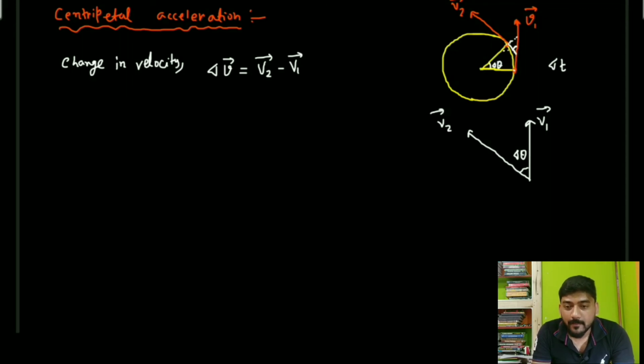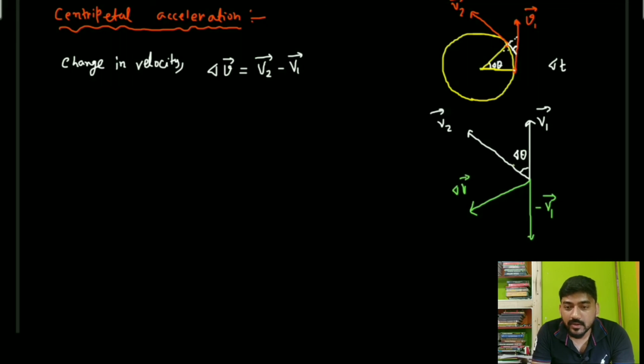Now how can you subtract, v2 minus v1? You have to extend v1 in the opposite direction. You have to make v1 as minus v1. So let me extend it along the opposite direction, along this direction. So this will be minus v1. Now the resultant of v2 and minus v1 will give you delta v, so it will be along this direction. So this will be delta v.